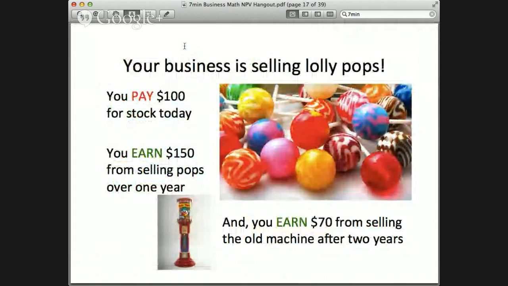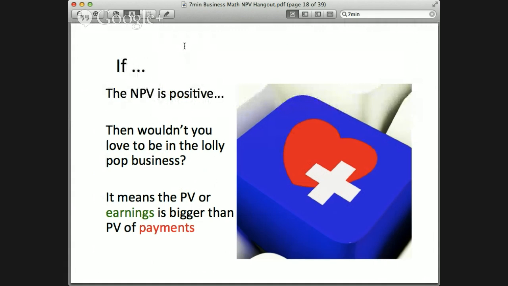Let's say you're in the business of selling lollipops, and you pay $100 for stock today. So you earn $150 from selling the pops over 1 year, and you earn $70 from selling the old machine after 2 years. That sounds like a good investment, yeah? Because if the net present value is positive, then wouldn't you love to be in the lollipop business? It means that the present value of your earnings is bigger than the present value of your payments. Awesome. Epic win.